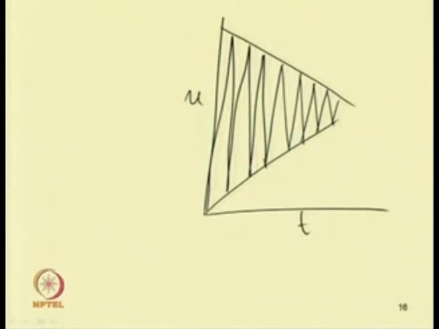And let us take the example of quadratic damping. In the case of a system with quadratic damping, the equation of motion can be written.